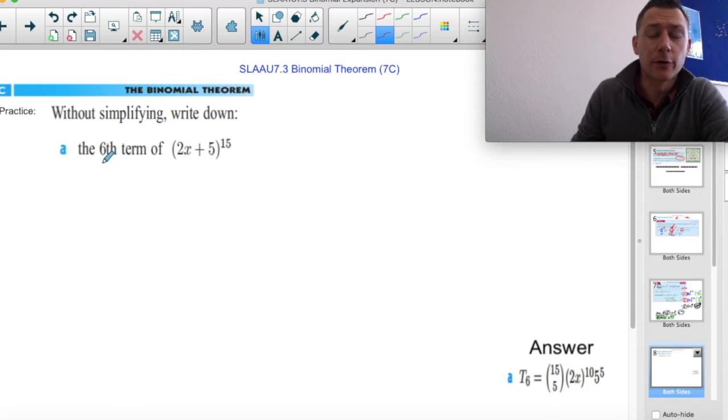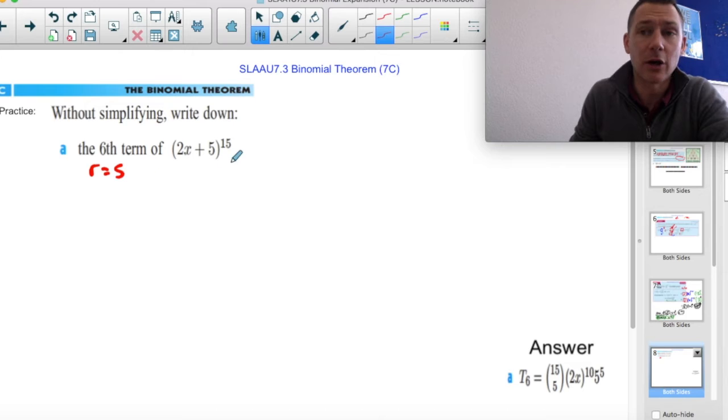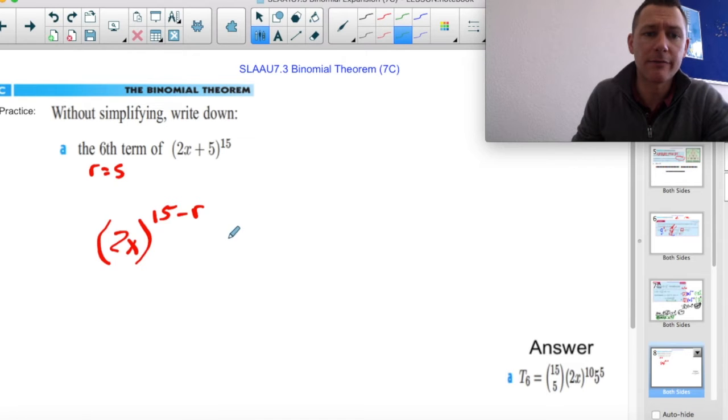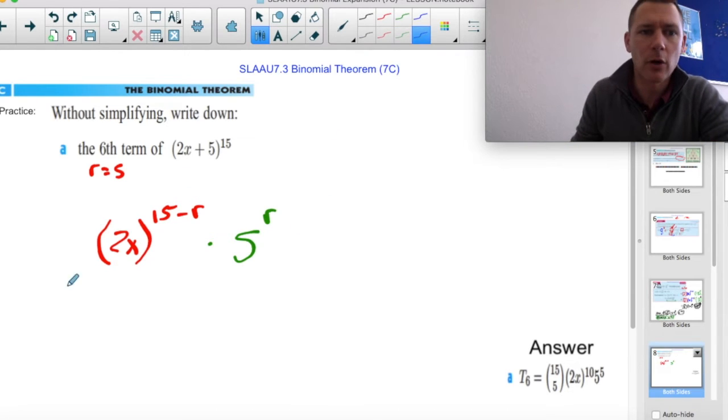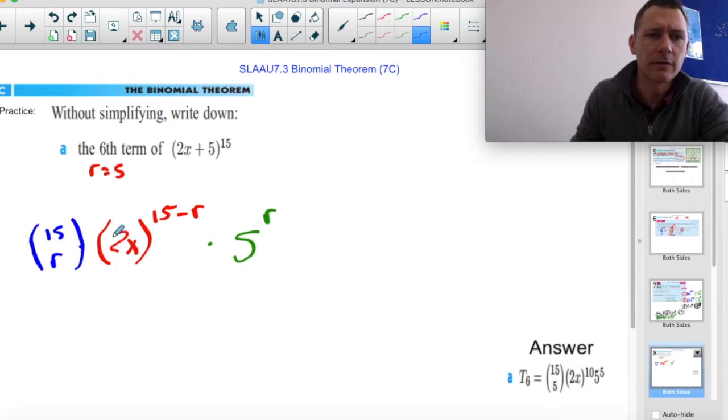Okay, so the sixth term is the sixth thing I see. So there's been 5 changes in the n value. So 2x starts at 15 and drops a certain number of times r. And then the 5 starts at 0 and increases a certain number of times r. And then we also have a coefficient in front that's n choose r. It's 15 choose the r value. So this is what any generic term looks like, right?